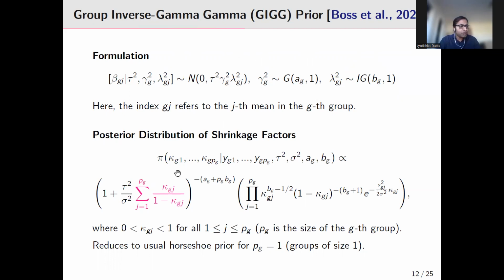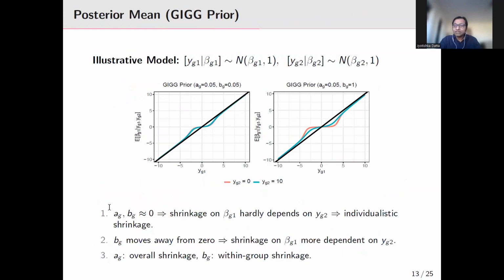Okay. One good thing about this type of construction is that if you look at the posterior distribution of the shrinkage factor, then it involves a term like the one highlighted in magenta. And it can be seen easily that if you make this parameter p_g equal to 1, so if the group size is equal to 1, then it reduces to the usual horseshoe prior. Okay. Now, how do these A and B parameters behave and what do they mean?